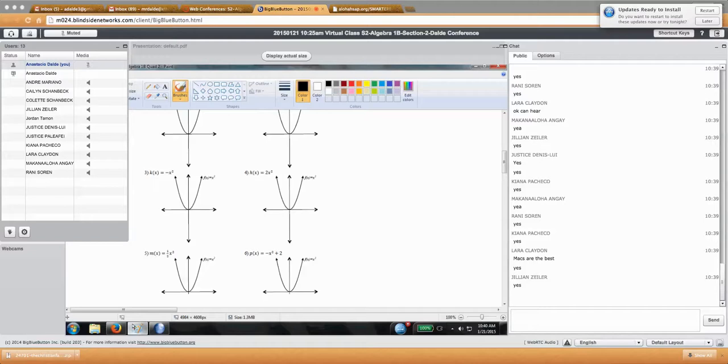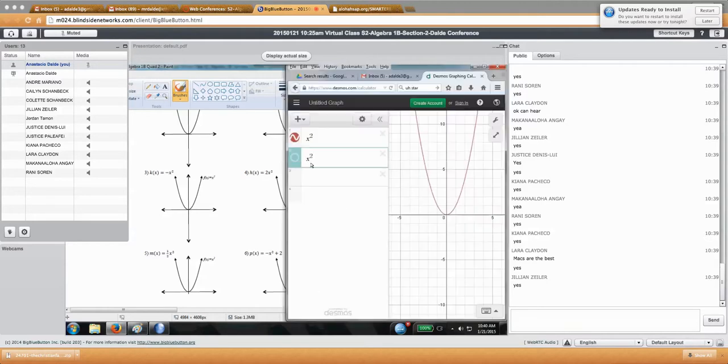All right, so check this out. Here's what we're going to be working on: negative x squared plus 2. I asked you what you did it, and Rainey said it's going to flip upside down and move it up 2. Let's see if that's the case.